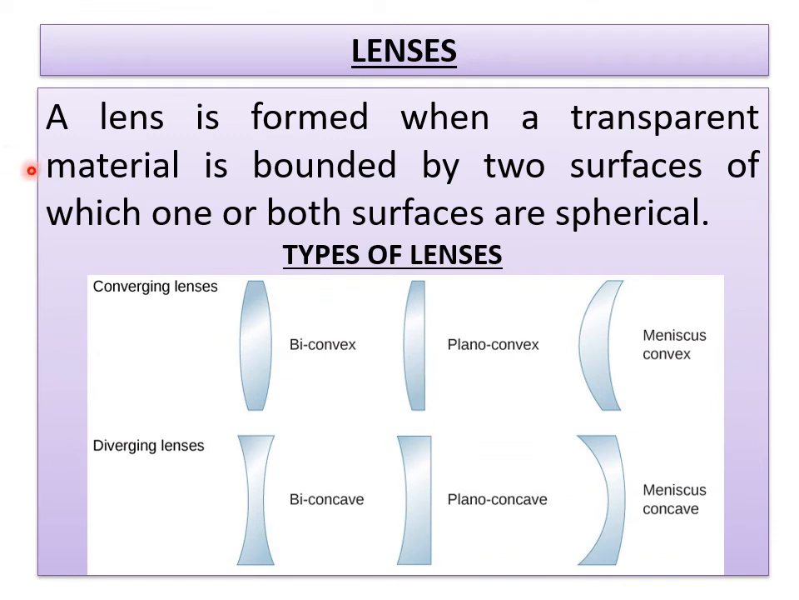So we'll learn about lenses here. A lens is formed when a transparent material is bounded by two surfaces of which one or both surfaces are spherical. Or you can define it in another way also. A spherical lens is a piece of transparent refracting material, usually made of glass, bounded by two surfaces. Often both the surfaces of a lens are spherical. In general, in our 10th class, both the surfaces are spherical in nature.